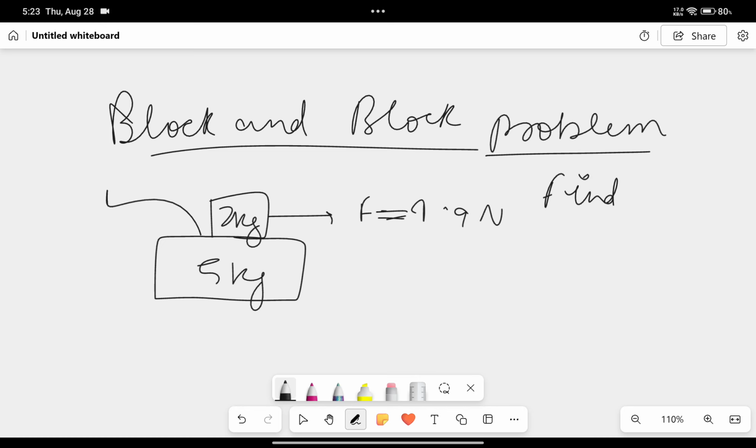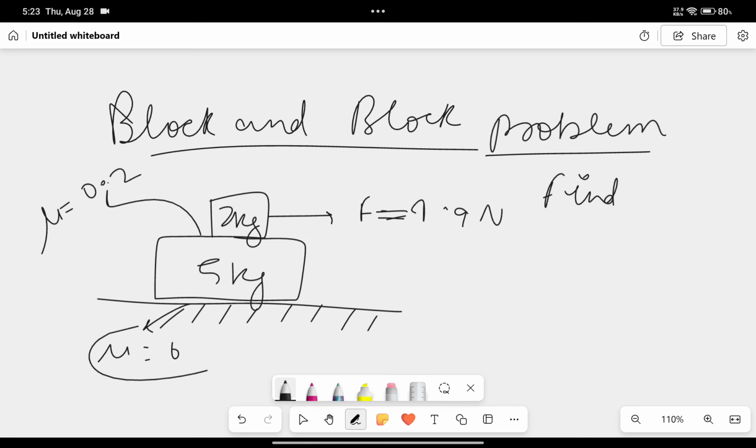Also the mu of this is equal to 0.2, and this is a smooth surface which has mu of 0. So now find the acceleration of the 2 kg block and the acceleration of the 5 kg block. I would highly recommend you to pause this video right now and try to solve it by yourself. If you believe your answer is correct, write it in the comment section below.